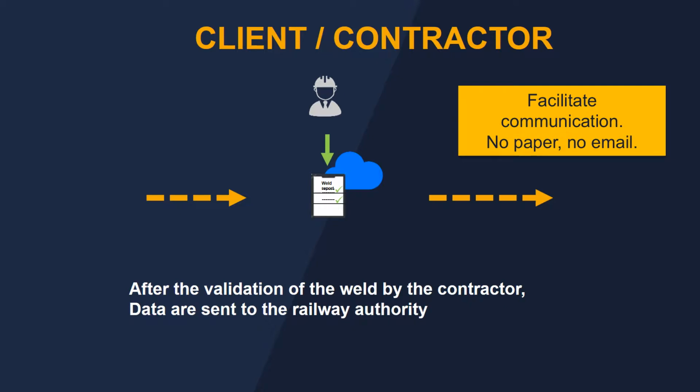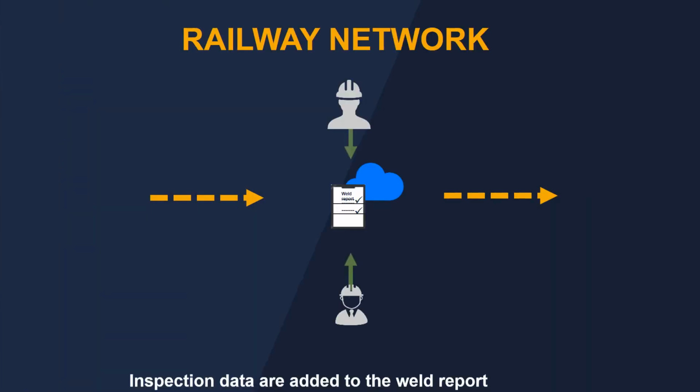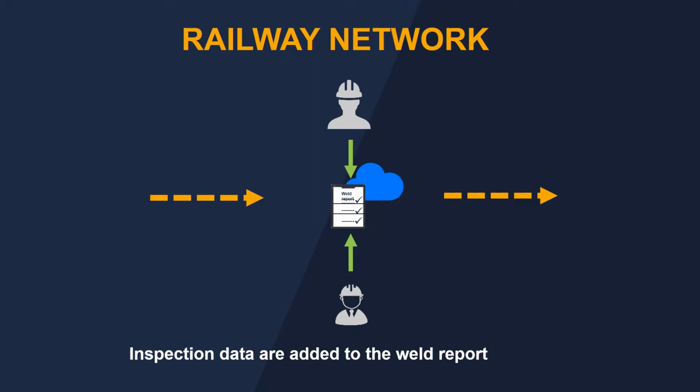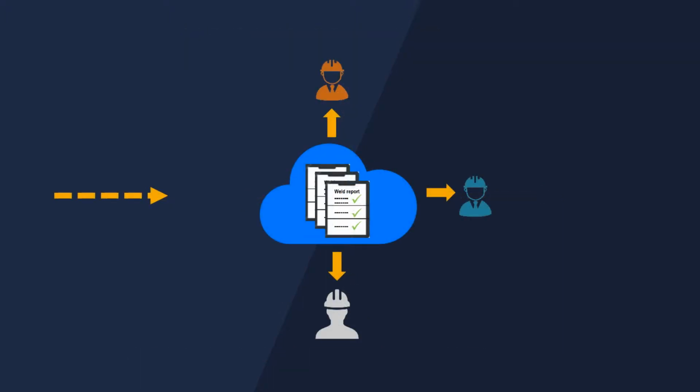Of course, when the client accepts the weld, data becomes visible by the railway network, which can dispatch an inspector on site. Data are shared in real time so any involved party can know at any time everything about a weld. All those data can be accessed quickly on the monitoring dashboard, so you can manage your operation easily.